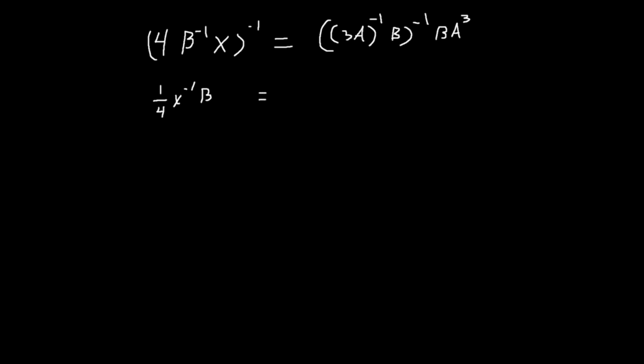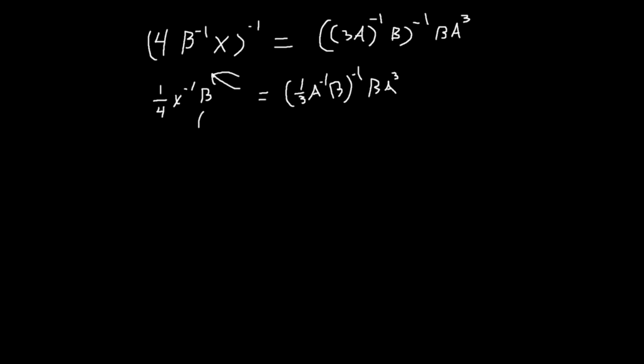We can use the same logic here. Let's simplify this part here. We can write that pretty simply as 1 over a third, a to the minus 1, multiplied by b, all that inverse, times a cubed. And this is a lot simpler, but we can do the exact same thing that we did here to this part.